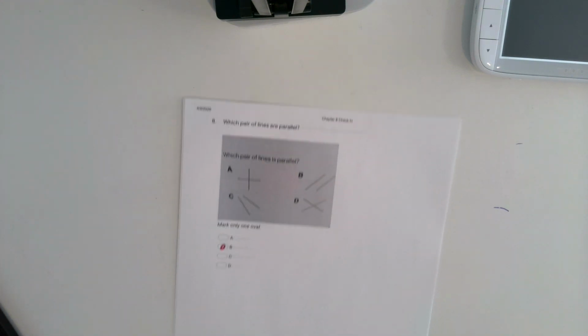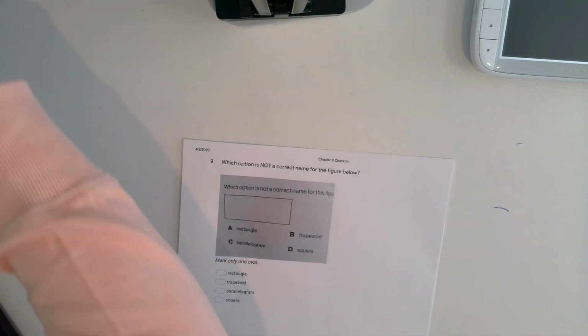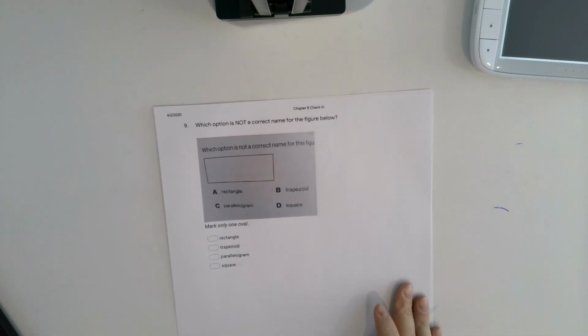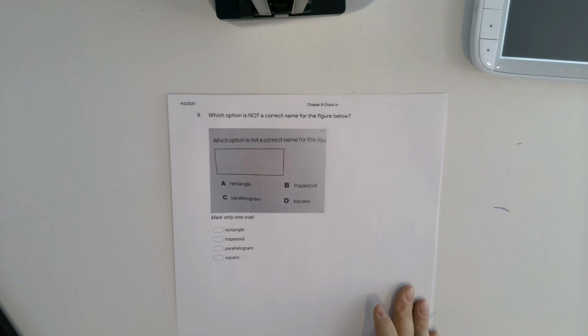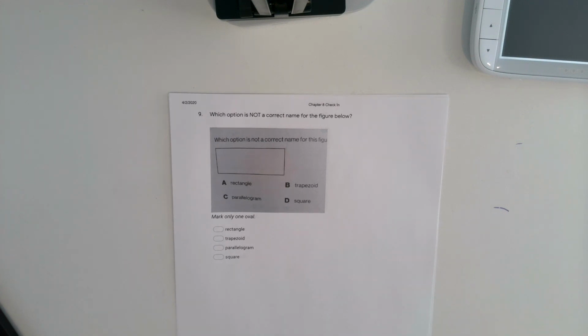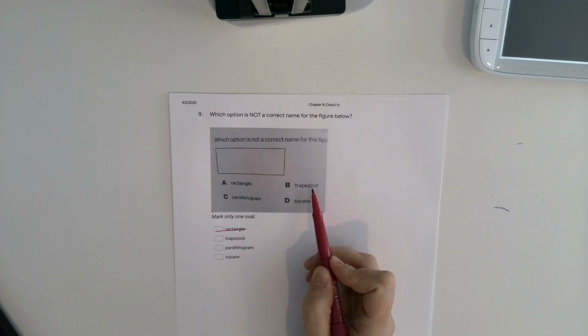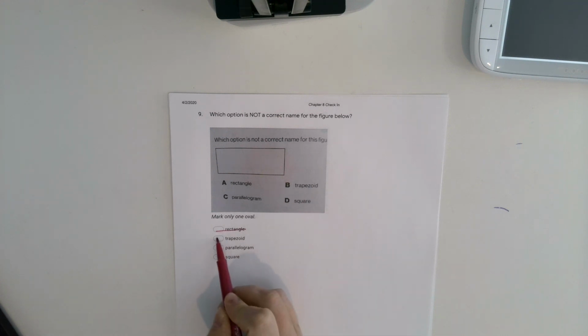Those are parallel lines. Okay, which option is not a correct name for this figure? So when you first saw this figure, you probably thought it looks like a rectangle, which is true. So that's not the answer because I'm looking for something that does not work. All rectangles are also trapezoids because for something to be a trapezoid, it just has to have one pair of parallel sides at least, and it does.